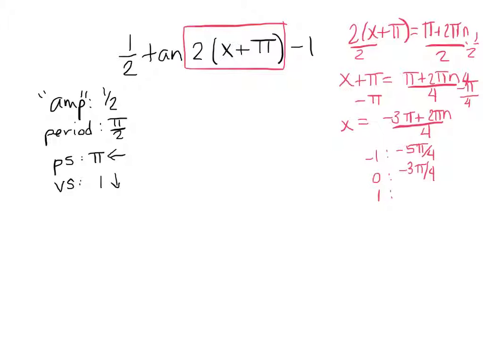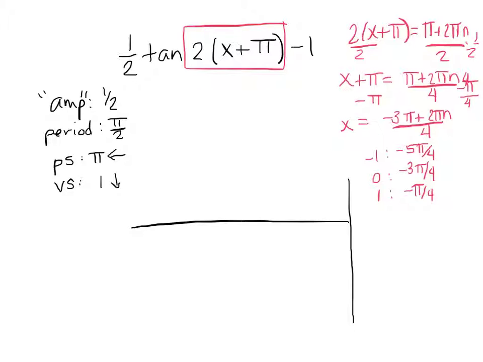And if I plug in 1, this will just be 2 pi, so -3 pi plus 2 pi is -pi over 4. So now to graph, let's see here, those are all negative numbers. So I'm going to put my x-axis to the left side of the y-axis, and my shift is down 1. So let's go like this.